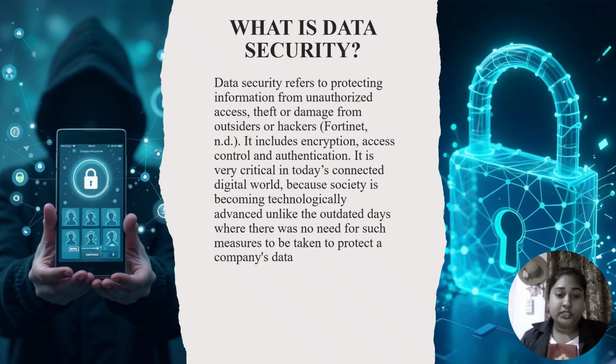It includes encryption, access control, and authentication. Encryption means to transform data into a secret code, making it unreadable to unauthorized users. Access control defines who can see or modify important data. And authentication confirms the identity of users. For example, when you log into a bank online, you're authenticated with a password or fingerprint. This means that only you can access it. It is very critical in today's connected digital world because cyber threats are constantly evolving.